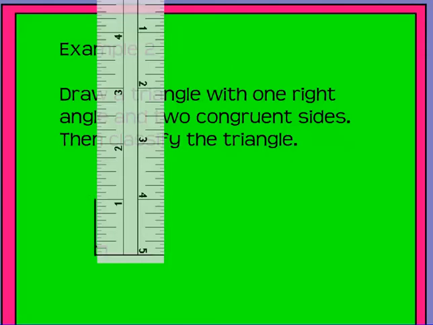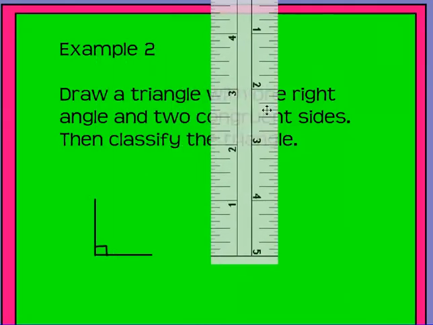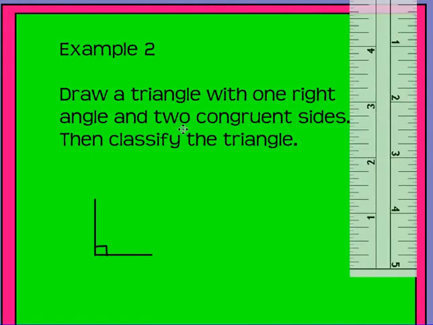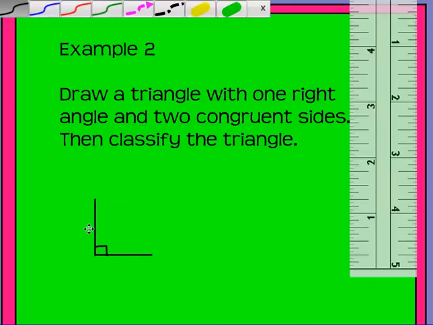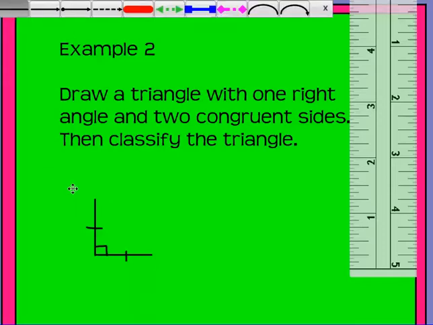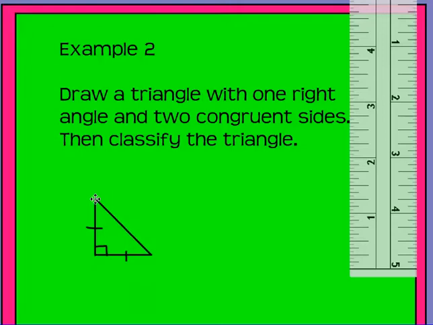Okay, and 90 degrees is easy on my protractor because it forms that corner, right? Okay, so those two are my congruent side lengths. So I can actually draw in here my lines that show that those are congruent. Okay, so now we can finish off our triangle by drawing a line connecting them. Okay, so this is 1 inch and this is 1 inch.